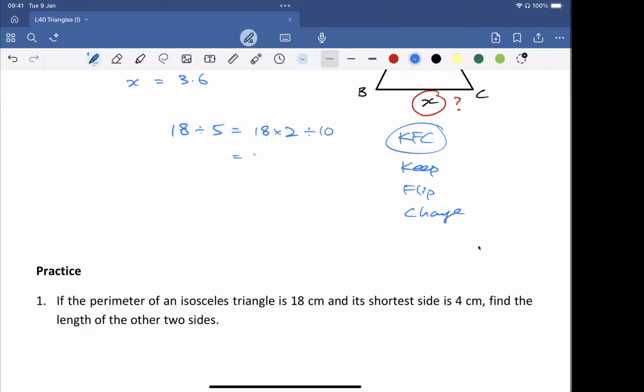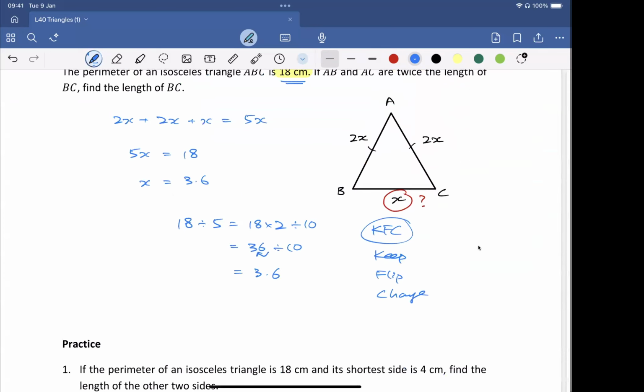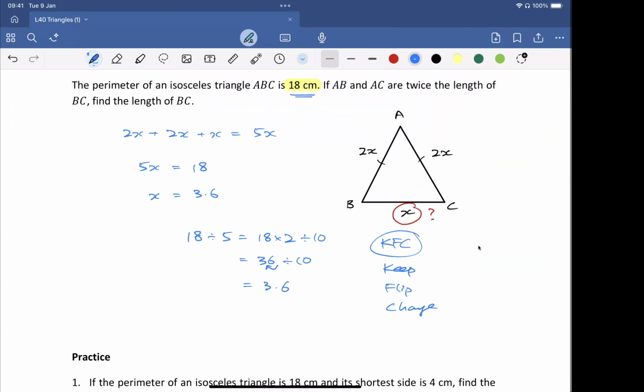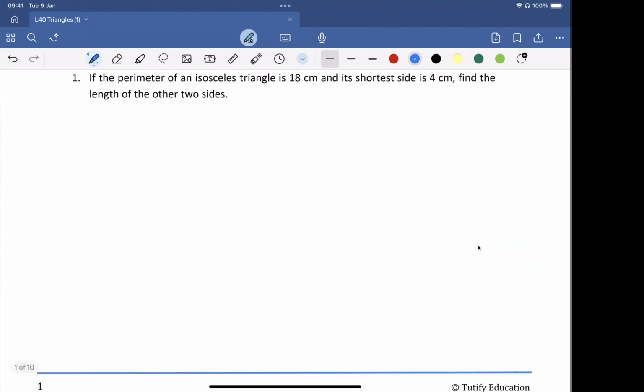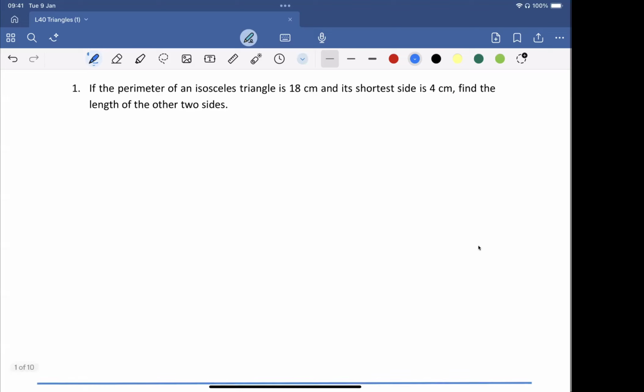That will give me 36 divided by 10. Once you get 36 divided by 10, you just move the decimal place one time. You get 3.6. So, that's how we handle the number 5. Whether it is multiplication or division, you just tell yourself, 5 is equal to 10 divided by 2. Then you can very quickly get the answer. All right, let's try practice question number 1.